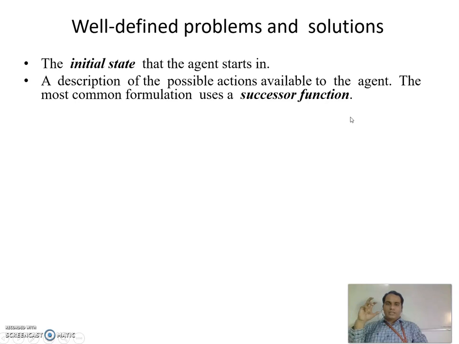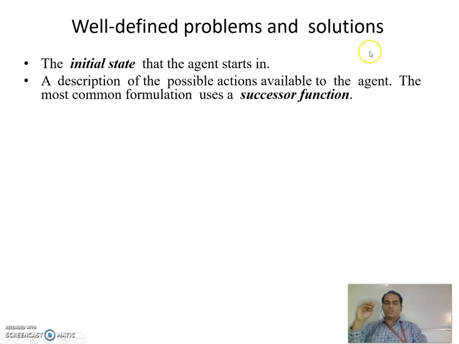Now, well-defined problems and solutions. As the English saying goes, if a problem is well-defined, it is half solved. So how can we have a well-defined problem and solution? What does it consist of? A well-defined problem will have one initial state that the agent starts in. Somewhere the problem should start from some point. So that is your initial state. Now, a description of possible actions available to the agent. These are the valid actions that the agent can perform. You should have a description of those things.